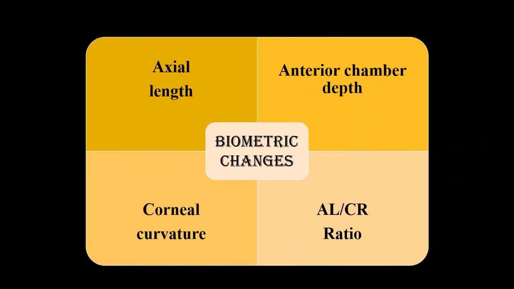Biometric changes. These are the 4 things you have to consider: axial length, anterior chamber depth, corneal curvature, and axial length corneal curvature ratio. At present, many studies have stated that the axial length and corneal curvature ratio is more important in the diagnosis and progression of myopia.